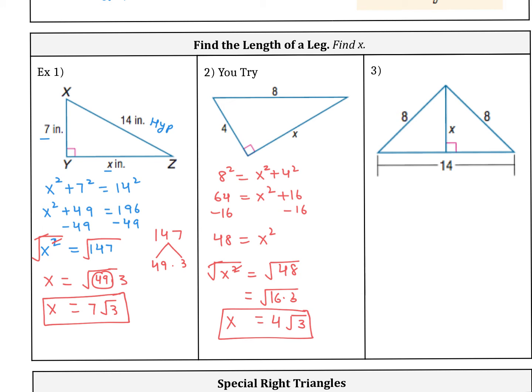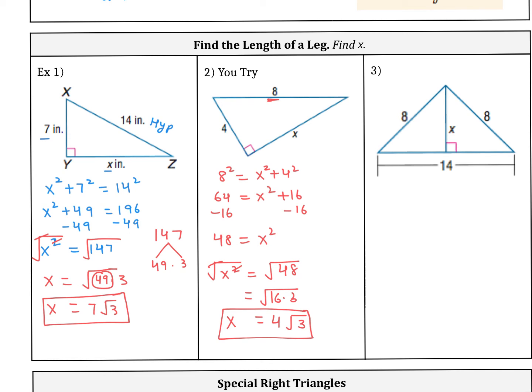So for number 2, that's going to be 8 square, which is hypotenuse square, equals x square plus 4 square. That's 8 square is 64, 4 square is 16. Subtract 16 on both sides. X square is 48. Take square root on both sides. You got square root of 48. Break it as 16 times 3. Square root of 16 is 4. So that's going to be x equals 4 square root of 3.